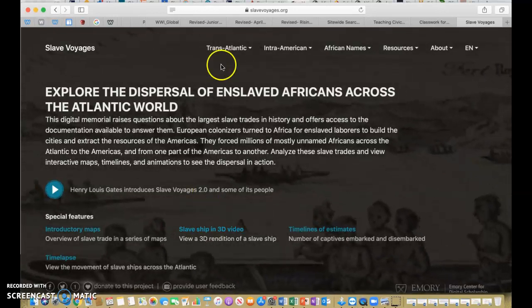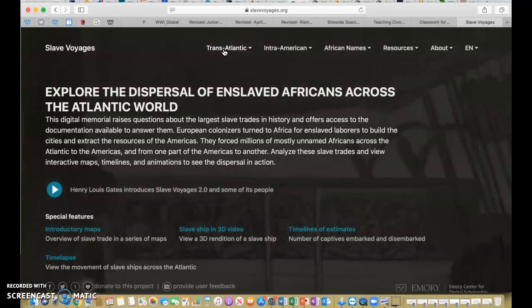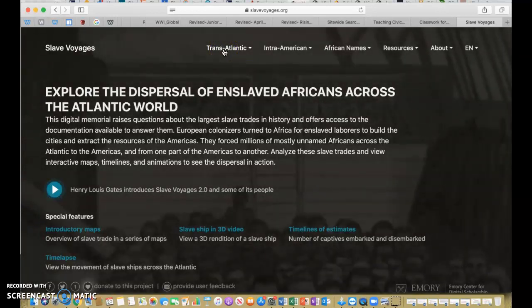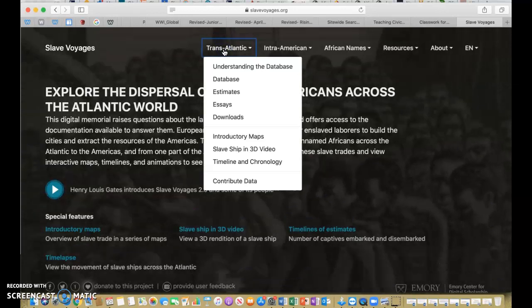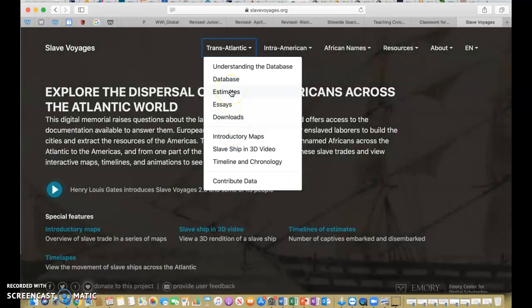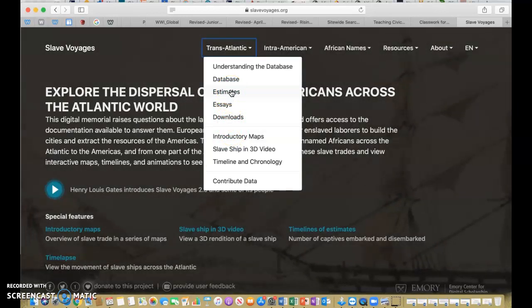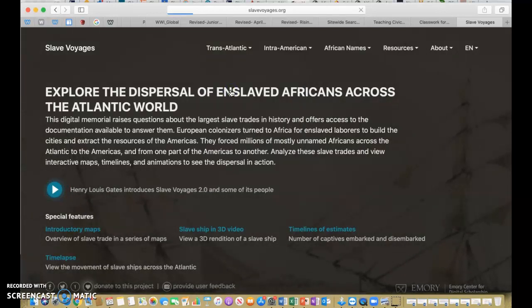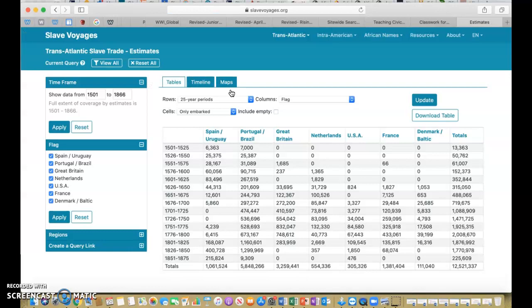And then we're going to be looking at the Transatlantic slave database. So you're going to click on this, and when you do, there's database, estimates, essays, downloads. Well, for our first part here, what we want to do is look at examine estimates of the slave trade. So when I click on examine estimates of the slave trade, I get this very large table full of information going from 1501 all the way to 1875. So you can see we're talking over 300 years of slave trade.